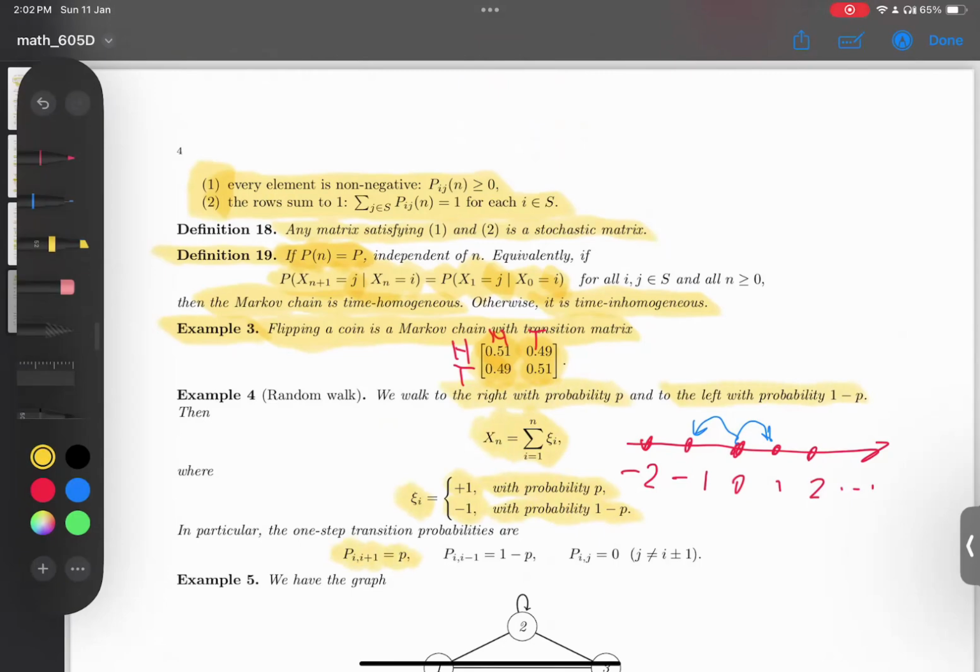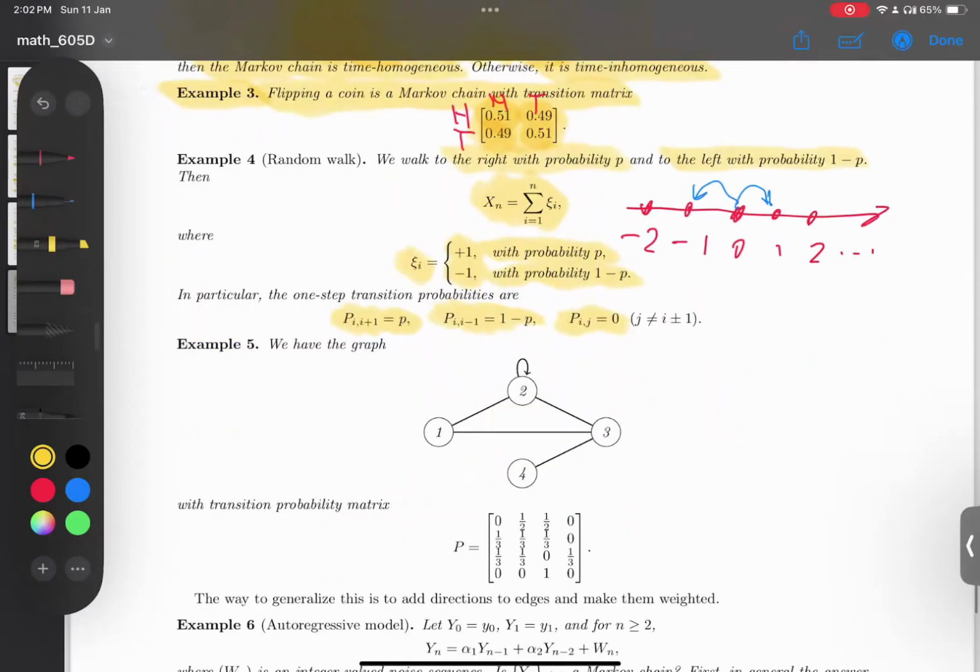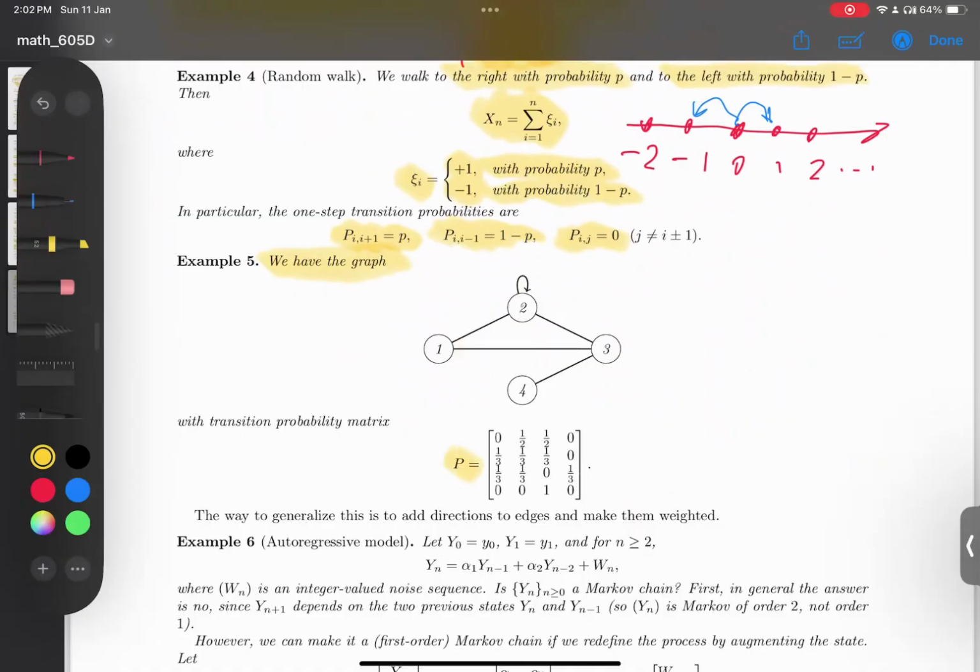So if you jump to the right, you will have p. You jump to the left, you will have 1 minus p. And all other states are going to be 0. Also, we can do Markov chains on graphs. The first thing, we're going to have an undirected graph. And for this undirected graph, you can see that our transition matrix is going to be equal to this.